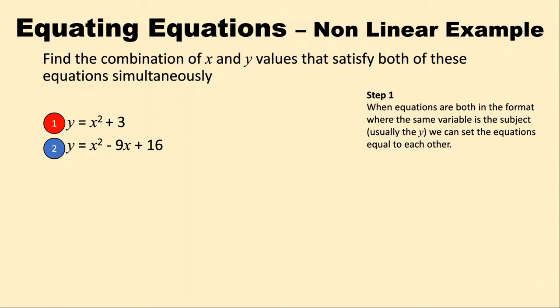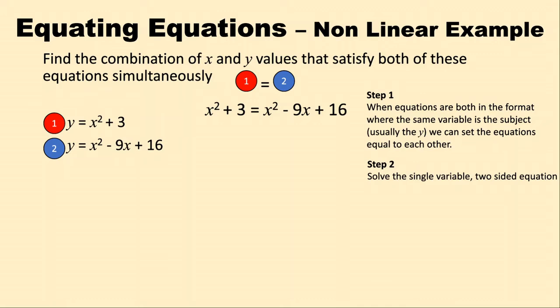Step 1, when the equations are both in the format where the same variable is the subject, so I've got y equals x squared plus 3, and I've got y equals x squared minus 9x plus 16, we can set these equations equal to each other. Step 2, we now just have one equation, and that single equation only has the variable x in it. There's no more y's. So let's try and solve this equation.